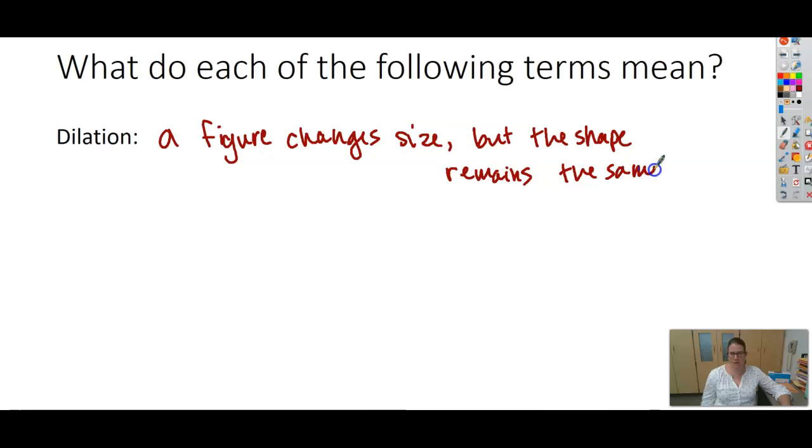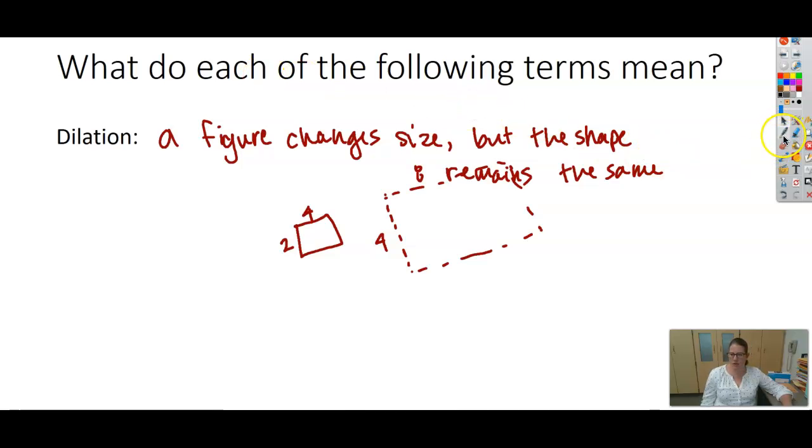So if, for example, I were to enlarge a rectangle, if this side is 2 and this side is 4, if I were to enlarge it by 2 so that this side is now 4 and this side is 8, I would have to do it by the same amount on each side. So the rectangle has the same dilation, the same scale factor.